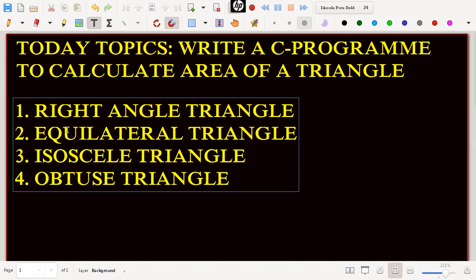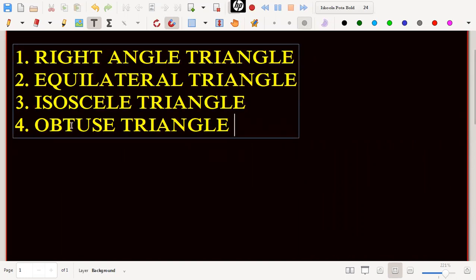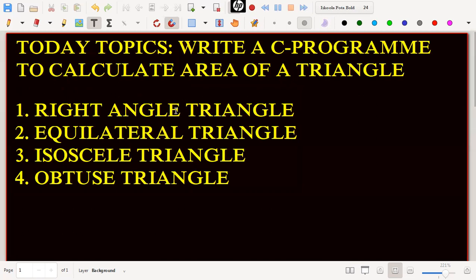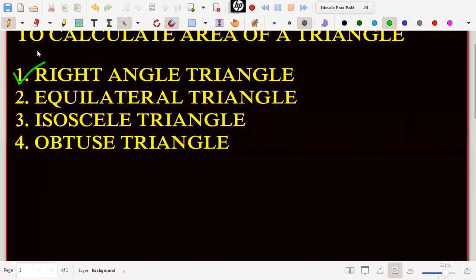Okay. So now we have to discuss the four types of triangle, and we will write the C programming code for these four types of triangle. But if there is no mention of any specific triangle in your question, then the easiest way is to find the right angle triangle. But if the question mentions a specific triangle, then we have to calculate for that type of triangle, right?